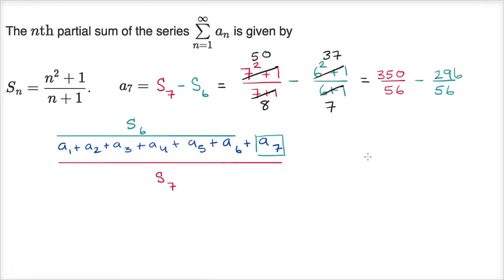And so this is going to be equal to, so I have a denominator of 56, 350 minus 296 is 54. So it's 54 over 56. And if we wanted to reduce this a little bit, we're not really changing it, we're rewriting the same value. We could write it as 27 over 28, 27 28ths. And that's about as simplified as we can get. But there you go. That's what a sub 7 is. It's 27 28ths, the difference between the sum of the first 7 terms and the sum of the first 6 terms.